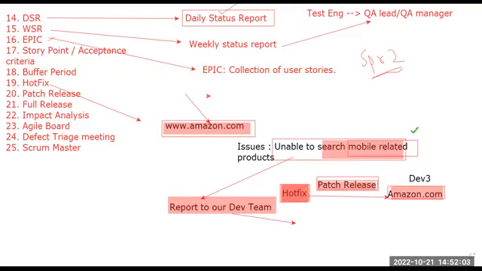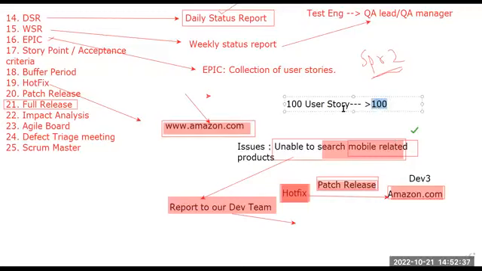Clear, guys? A partial release of the application is a patch release. Full release is nothing but what? Let's say we have 100 user stories, 100 features. Assume all the 100 user stories are completed, meaning we have developed all 100 features. After developing them, definitely we have to release it for our real-time customers so they can use these 100 features. Yes or no? Because we are developing only for them, right?